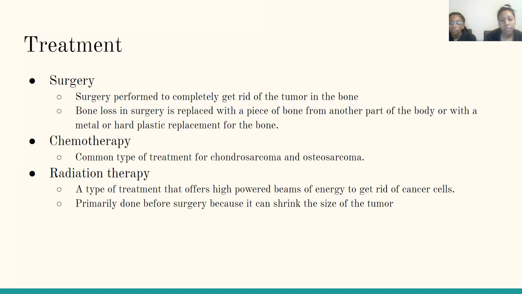And radiation therapy is a type of treatment that offers high-powered beams of energy to get rid of cancer cells, and it's primarily done before surgery because it can shrink the size of the tumor. And if they're able to shrink the size of the tumor, it's more than likely that we will not have to amputate that part of the limb. And also, radiation is sometimes done afterwards, after surgery.